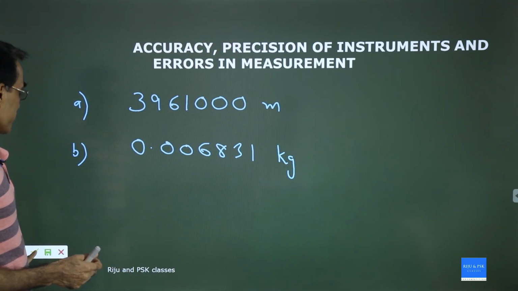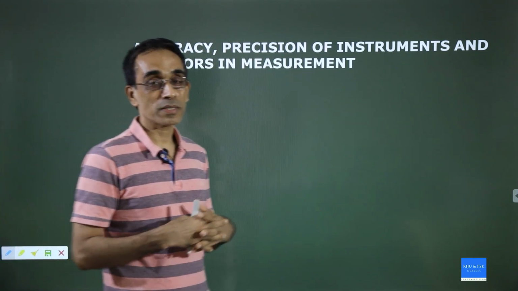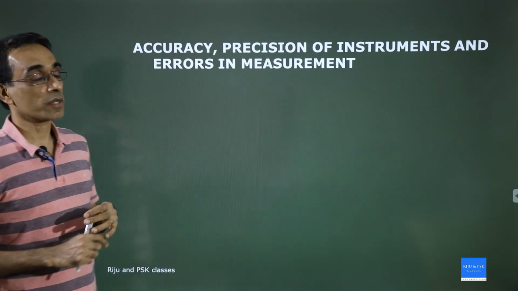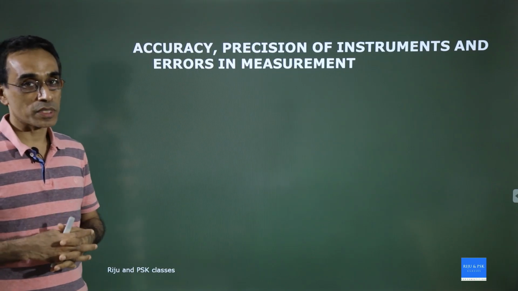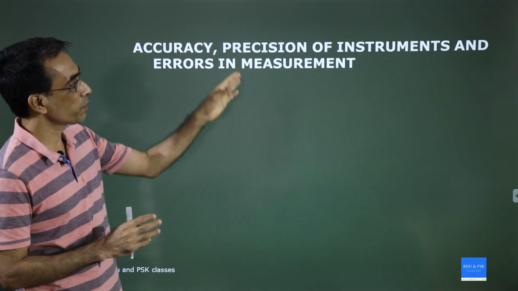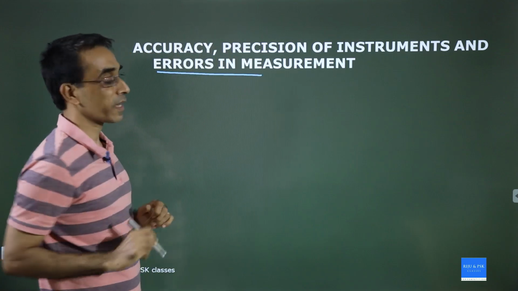Now today's topic. Today we are going to discuss a lot of things about measurement, because the chapter is all about measurement. When we measure, these details are very important for us: accuracy, precision of instruments and errors in measurement. This is very important for your board examination as well as your entrance examination. If you take any previous paper on entrance examination or school examination, numericals from this chapter come from this section, accuracy, precision, especially from this area called errors in measurement.